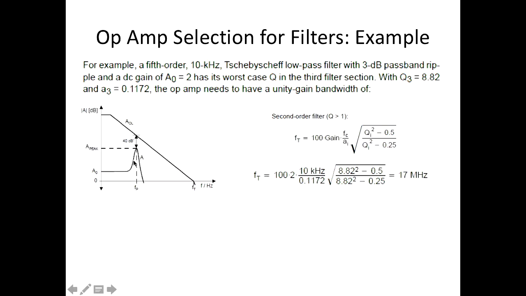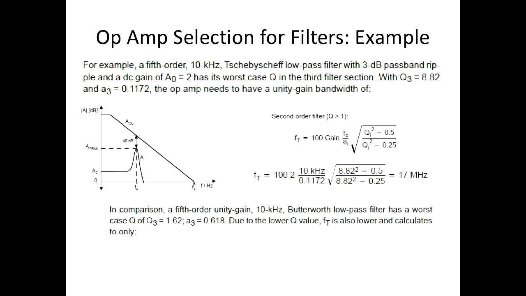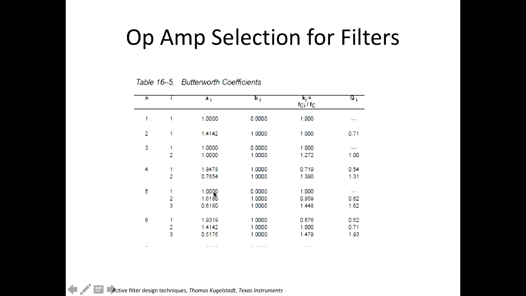If your requirement is something like this with a high Q value, whenever you see higher bandwidth, then you can think of going for a different design. Different design means we will still be designing a fifth order filter, but we will not go for Chebyshev. For example, we can go for the Butterworth low pass filter with the same specification, but the Q values are smaller for Butterworth. Q3 in the third section is 1.62 for Butterworth, A3 equal to 0.618.